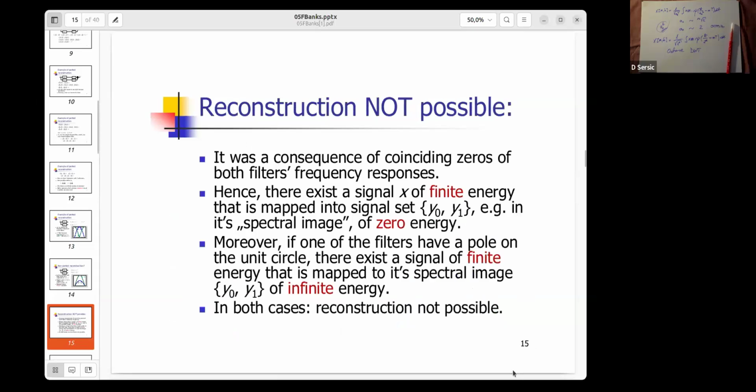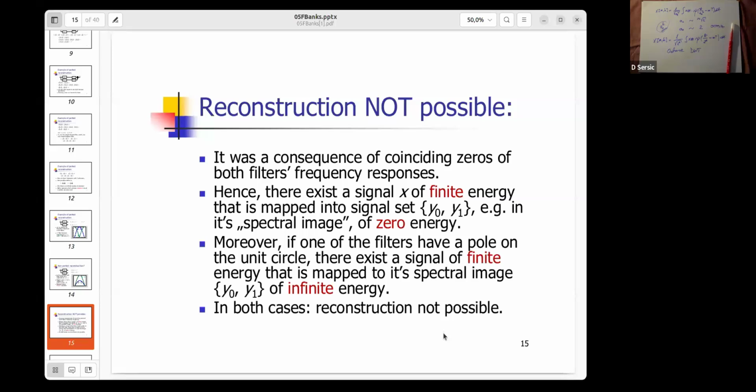So altogether, if we have a bank of filters, the zeros are not allowed to coincide. I mean, at least all of the filters in the bank cannot have zeros at the same place, because if they do, there will exist a signal that will not pass through the filter bank. Some of the filters can have zeros, but not all of them at the same place.